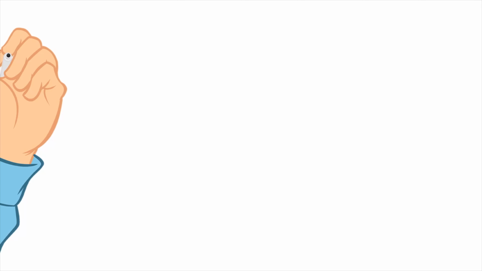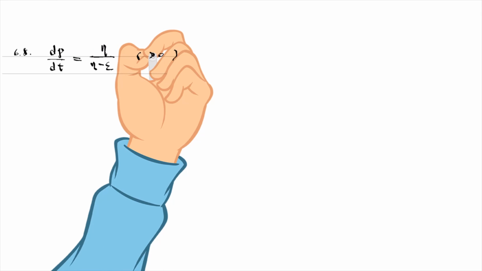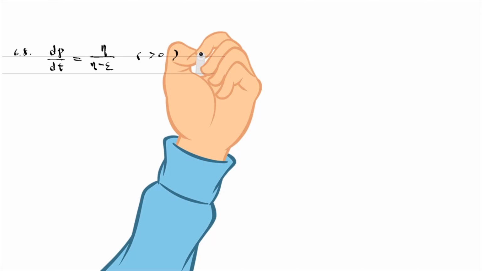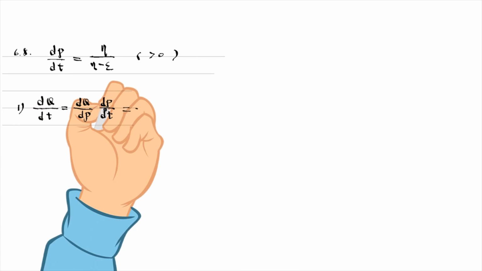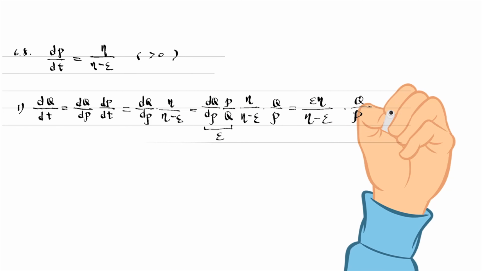In the first step, we write down the incidence of the tax on consumers, dp over dt. It equals eta divided by eta minus epsilon. It means for a given 1 unit of tax, the price consumers pay increases by that amount. Now, we consider the effect of the tax on the equilibrium quantity. By the chain rule, we can write the dQ over dT as an expression containing eta and epsilon.